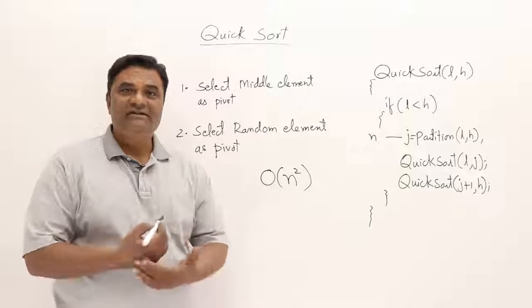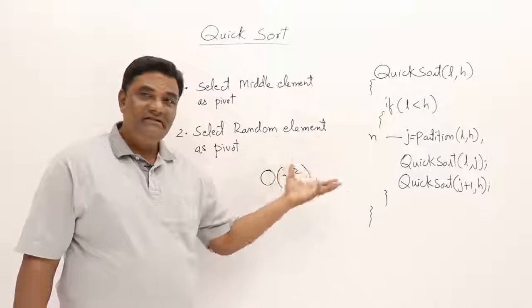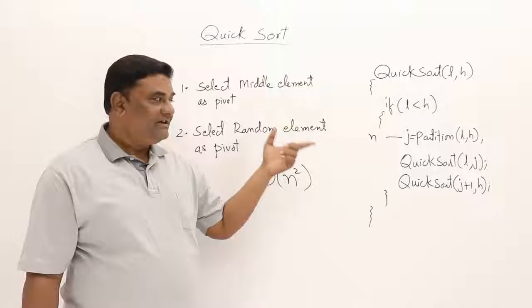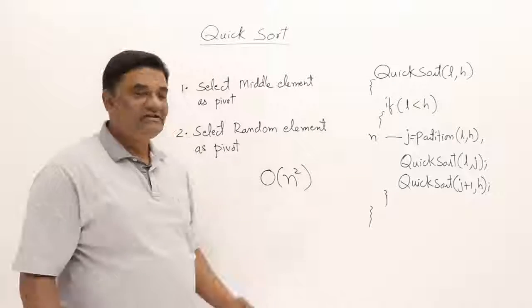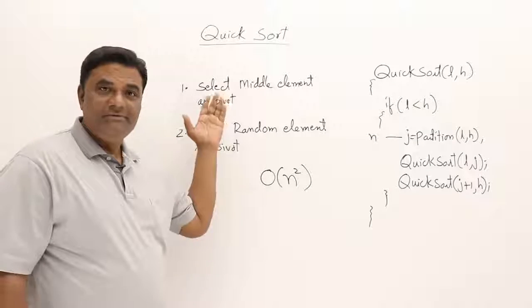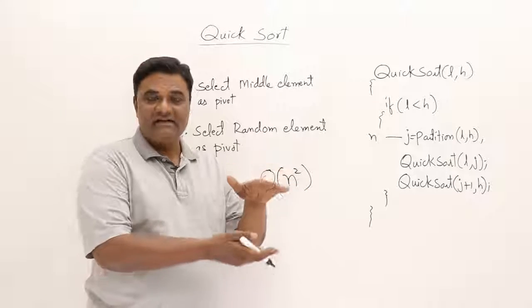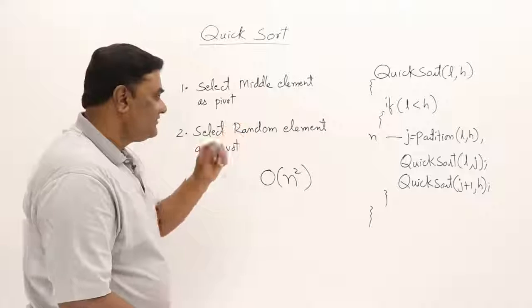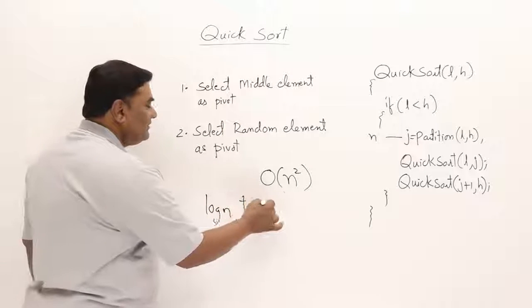About the space complexity, quicksort is a recursive algorithm and it doesn't need any extra space, but it will use a stack. So what could be the maximum size of the stack? In worst case, it may be n. What is the minimum size of the stack? In best case, the height may be log n. So quicksort takes stack size from log n to n.